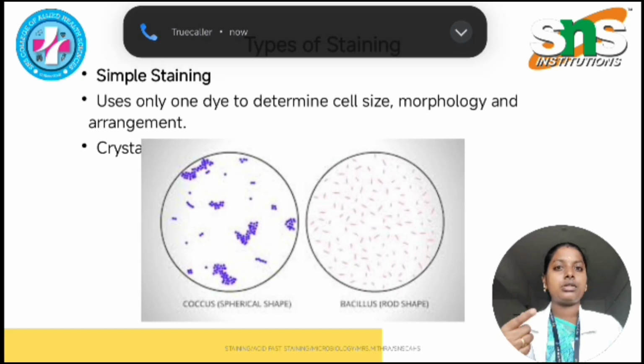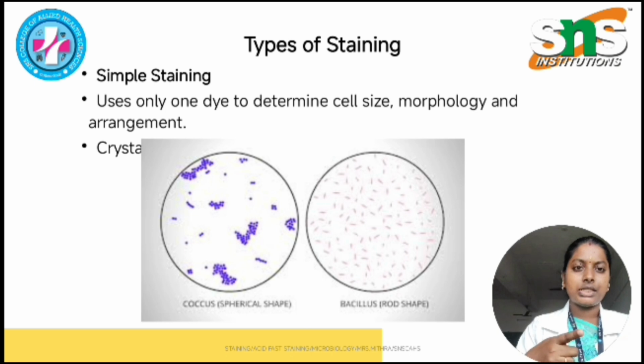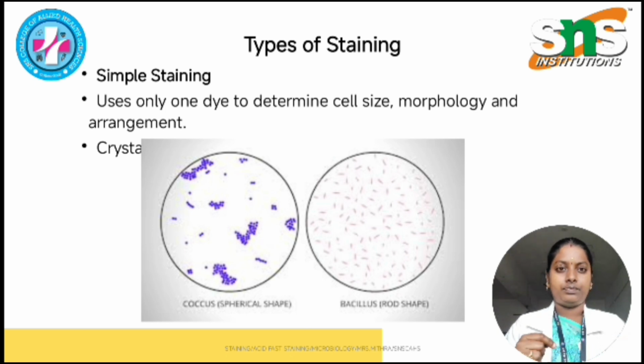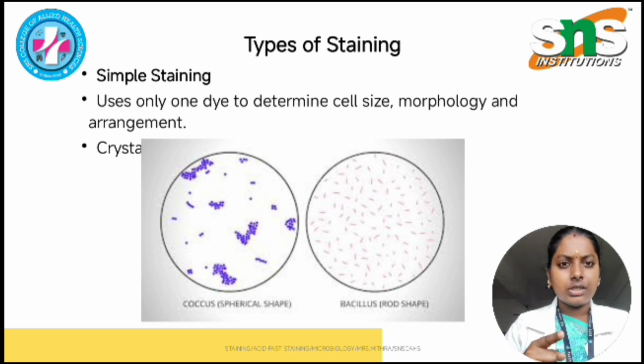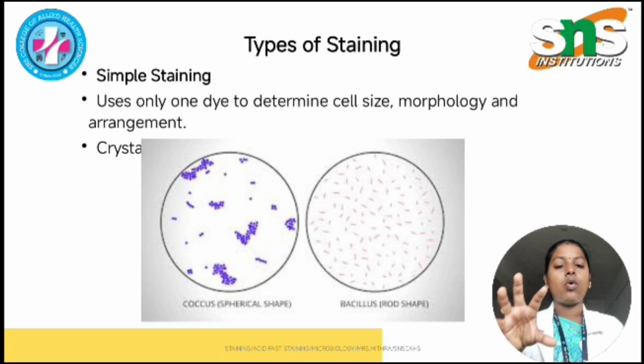That is why I mentioned only one dye. So if crystal violet is used, all the cells appear in violet color. If methylene blue is used, all the cells appear in blue color. If the safranin dye alone is used, all the cells appear in red color. So this is the form of simple staining. You could see the image in the slide, which shows coccus, or spherical shape, and rod or bacilli shape. So overall the cells appear in a single color.